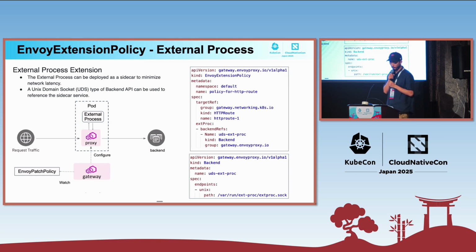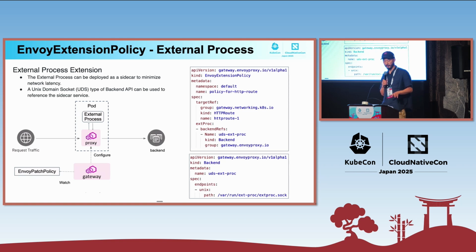Okay, the last extension, external process, which gives you a little bit more flexibility, because you can use any language you like, Java, Go, Python, whatever you like to write this. This external process runs outside of the Envoy proxy, which also gives you a little bit more isolation. So if anything goes wrong with your extension, it won't take down the whole proxy.